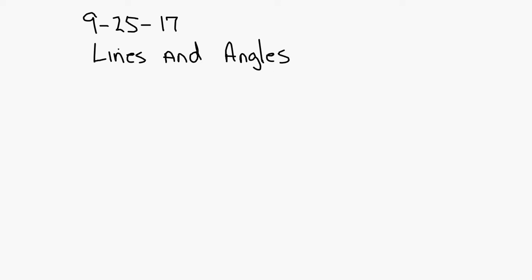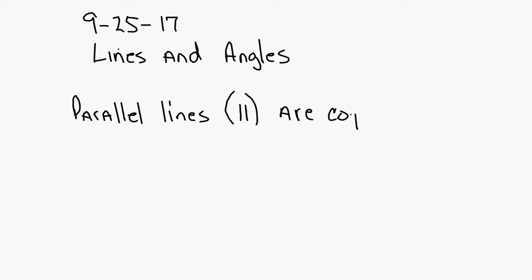Talk about lines and angles today, and the first type of lines we're going to talk about are parallel lines. The symbol for parallel lines is just two vertical segments. Parallel lines are coplanar, which means in the same plane, and do not intersect.